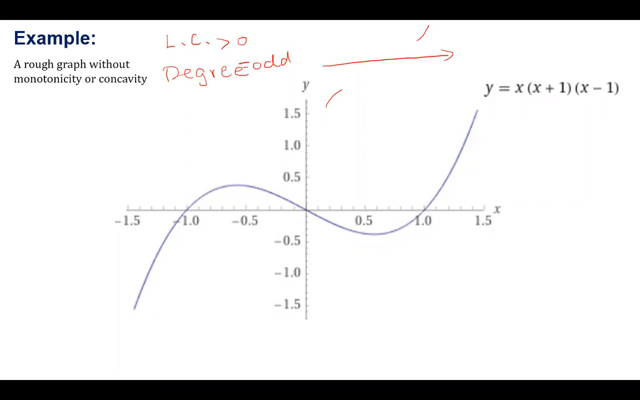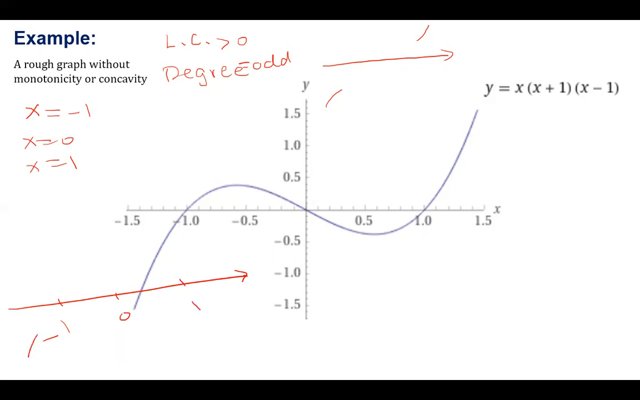So this function can be factorized to x times (x plus 1) times (x minus 1). Therefore, there are 3 zeros: x equals -1, x equals 0, and x equals +1, right? So on a scratch paper, you can find these zeros. All of the zeros here have order 1, right?